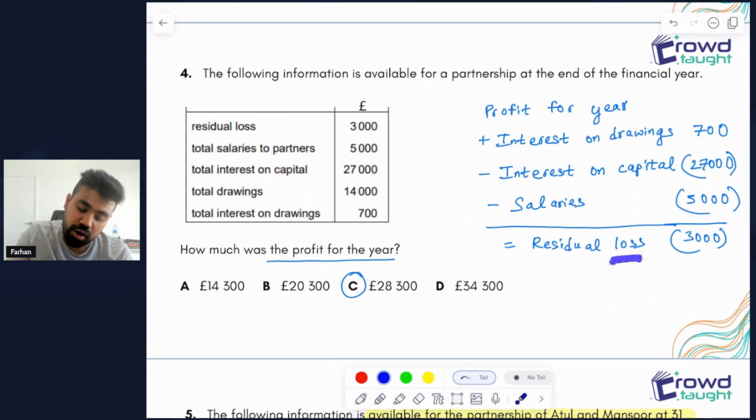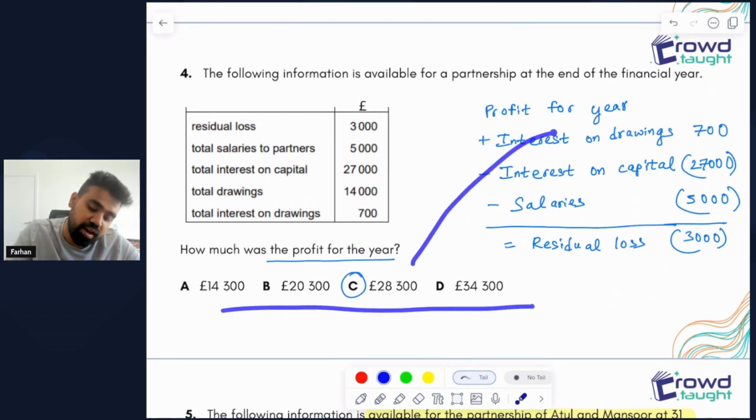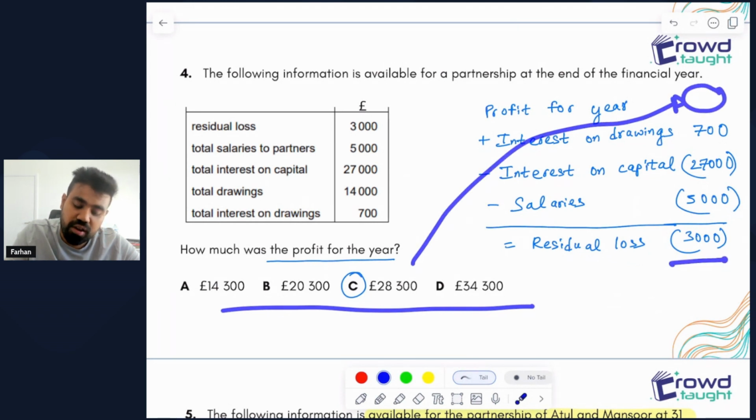Because we have a loss here, make sure to show it within brackets or to write -3,000 at least. Then we want to know which of these four options fit in this profit for the year, and that should eventually give us a loss of -3,000 at the end.